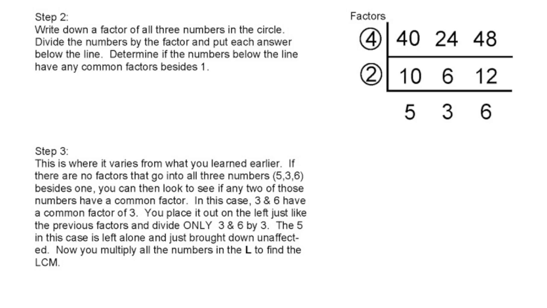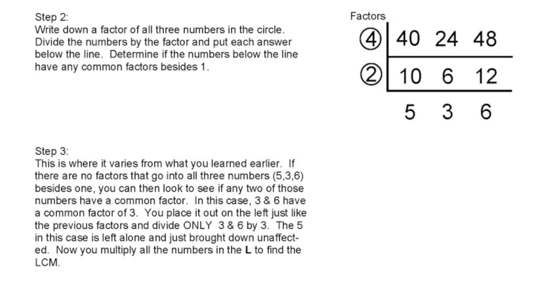Now this is where it's different from where you learned previously. If there are no factors that go into all three of the numbers in the bottom, in this case 5, 3, and 6 only have a common factor of 1. So there's nothing, no other number besides 1 that goes into all three. If you see a number that can go into 2 out of those 3, you can do the same process again. In this case, 3 and 6 have a common factor of 3.